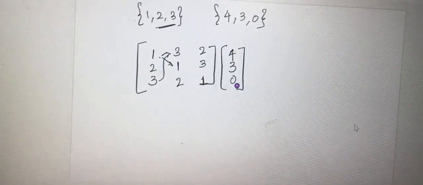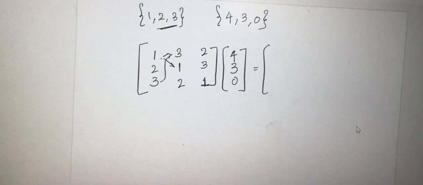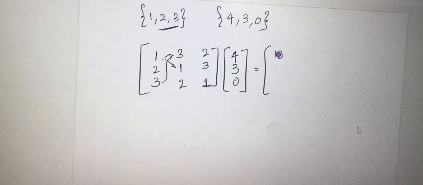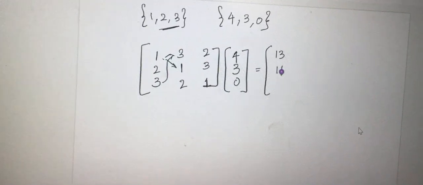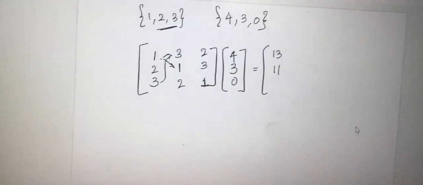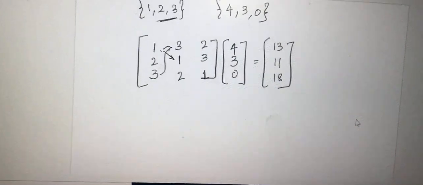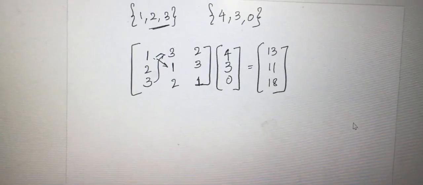Once matrix multiplication is done, 4 plus 9 plus 0 will be equal to 13. Next is 8 plus 3, 11. Then 12 plus 6, 18. This is the same as the value obtained using the MATLAB function.